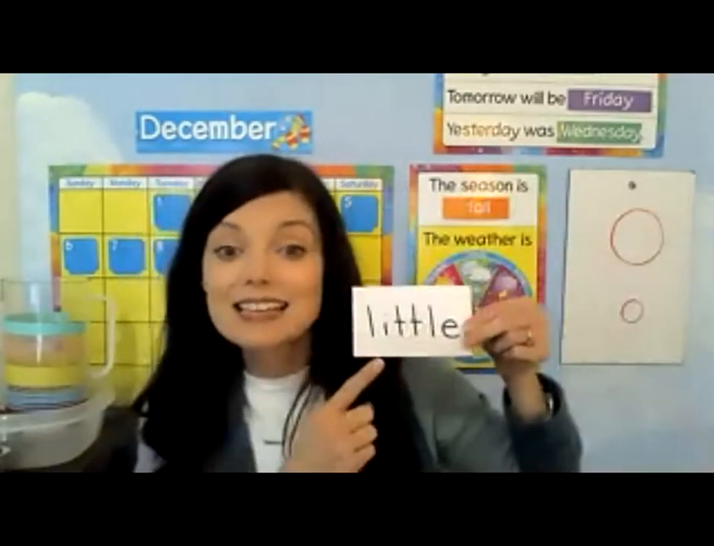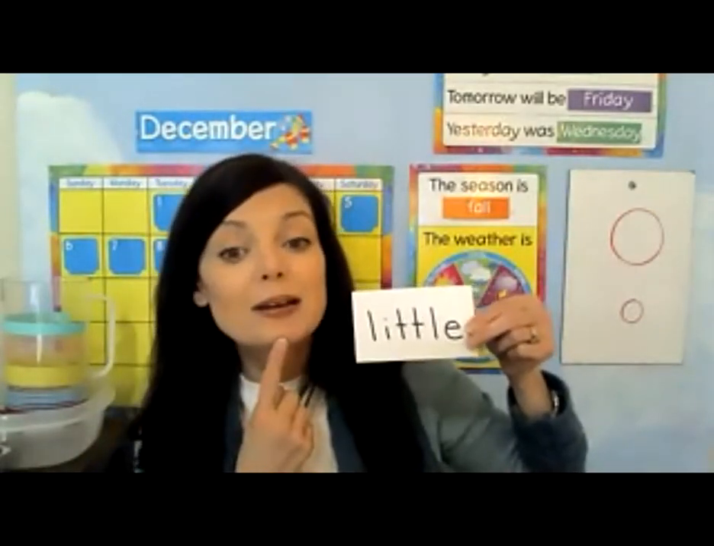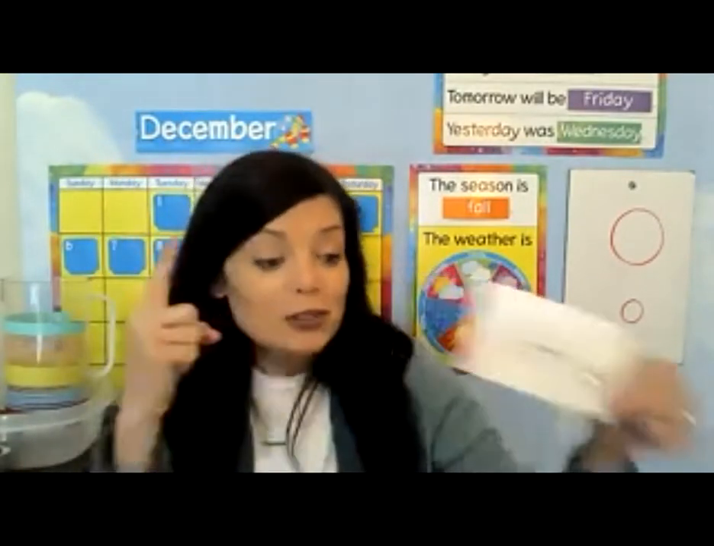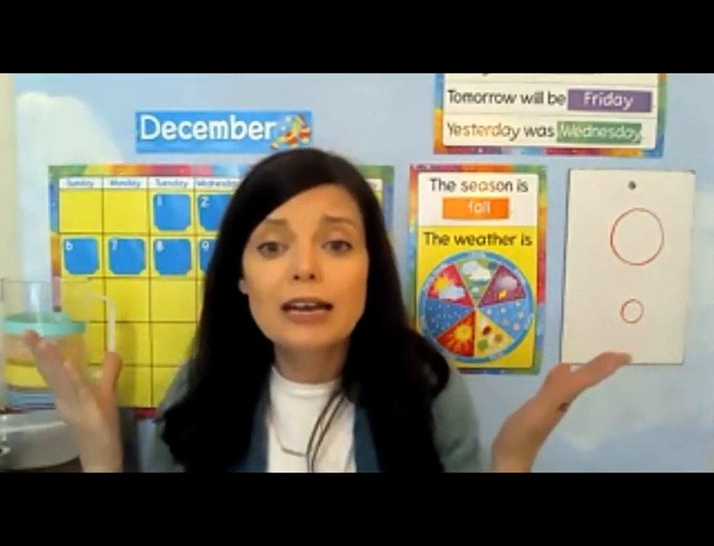Little. This is an opposite of big, and we're going to read a book in just a bit, and it's called Big Dog, Little Dog. We'll do that at the end, okay? Well, that was our letter learning and our sight word learning, and we did some opposites. So now it's time to do some number learning or math.